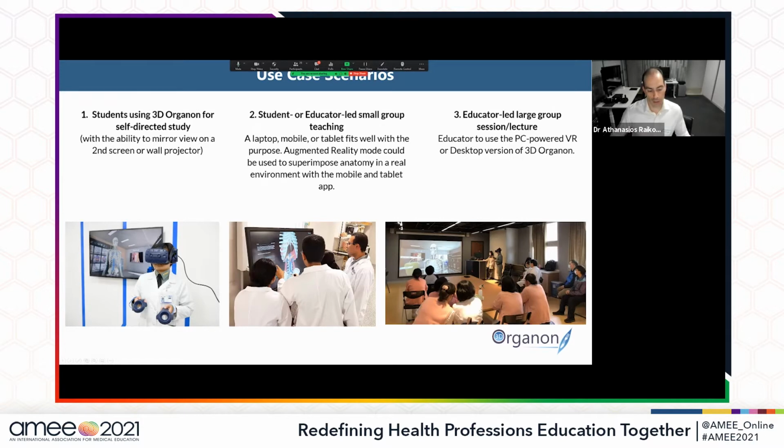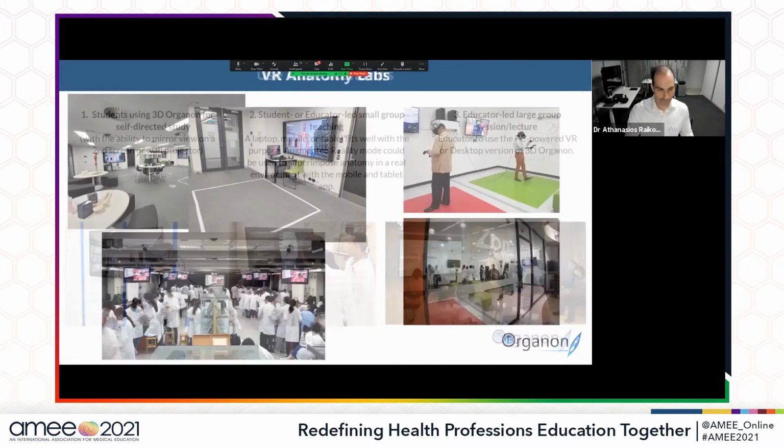They have deployed the desktop application, and they interact with a quiz. So there is a formative assessment embedded within 3D Organon, and they have deployed this. Another way you can use it is by deploying an educator-led large session, like a lecture, and the lecturer can use a VR headset in mixed reality mode if he or she wants to, so you can see the students with a pass-through camera, and the students can observe through a big projector screen.